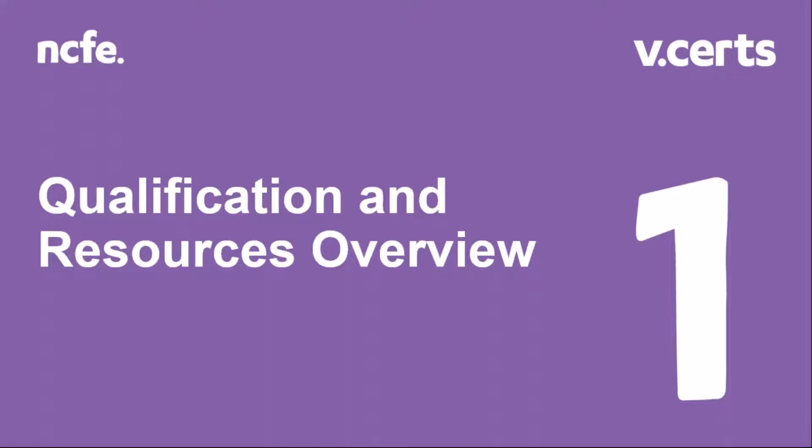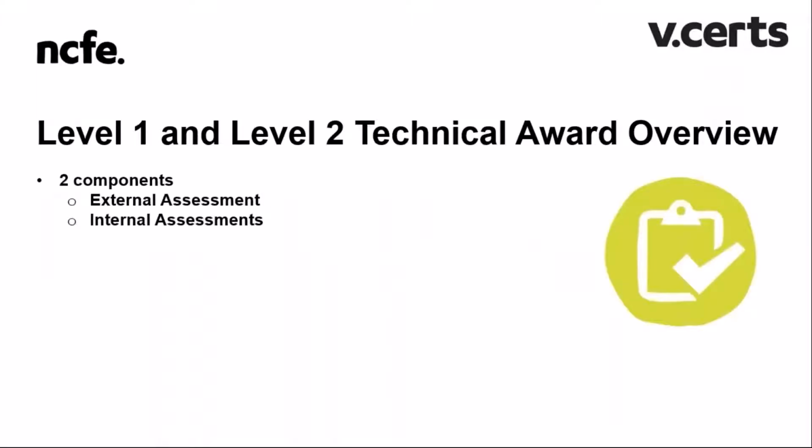So we're going to begin with an overview of the Level 1 and Level 2 Technical Awards and the resources that you can access. So the Level 1 and Level 2 Technical Awards consist of an external assessment and the internally assessed coursework. Now for music technology and graphic design, the external assessment is worth 50% towards the final grade, and the internally assessed coursework is worth the other 50%. With interactive media though, the external assessment has got a 40% weighting, and the internally assessed coursework is worth 60% of the final grade.